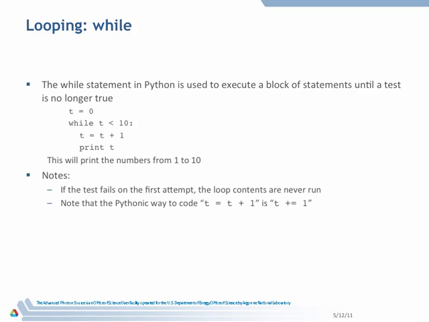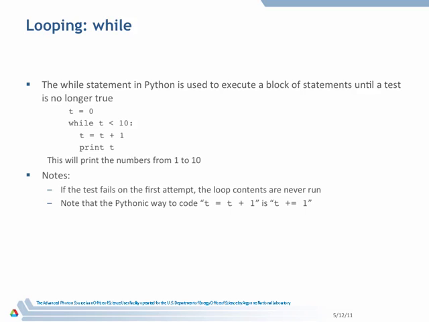Let's see. So here's a loop. This while causes this block of statements to be done as long as this condition here is true. So I start out with t equals 0. Is t less than 10? The answer is yes. I increment t. You might ask, why didn't I do it this way? Because I didn't want you guys to get confused. And then I print it out.